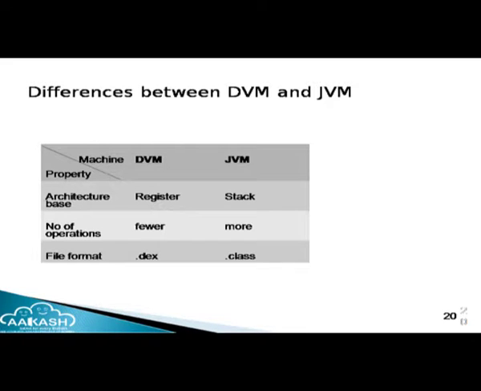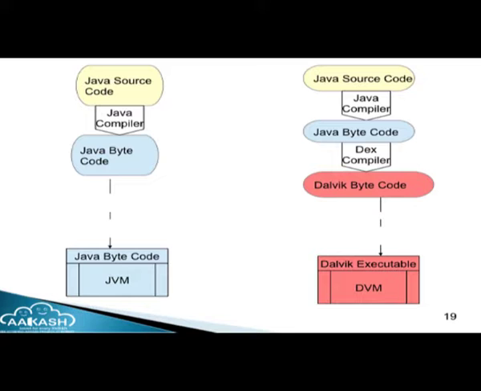So here is the difference, clear. The number of operations in DVM would be fewer as it follows register based. In JVM it would be more because it follows stack based. And the file format I have already talked about. In JVM it is known as .class. This .dex is Dalvik bytecode. So your source code in Android gets compiled to .dex instead of .class because of the Dalvik compiler. I have already shown you, because there is one more step. This is Dalvik bytecode, which is nothing but a .dex file. So we have covered this.